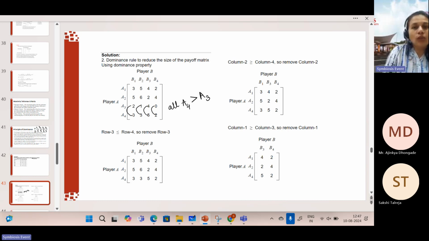So I am working corresponding to player A. The minimum of the row, whatever is the minima, is going to be eliminated. It is not going to be part of my system. So I eliminated the fourth row. It has gone now.